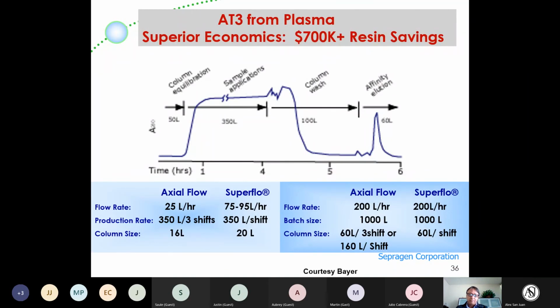Again, data from Bayer on the first phase of factor VIII process, where instead of using a 160-liter conventional column, which they were developing the initial process for, they were able to use a 60-liter radial flow column, 1/3 the size, because they went faster and they could just do 3 cycles in the same amount of time.